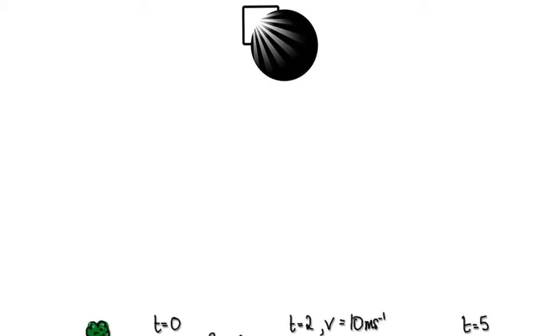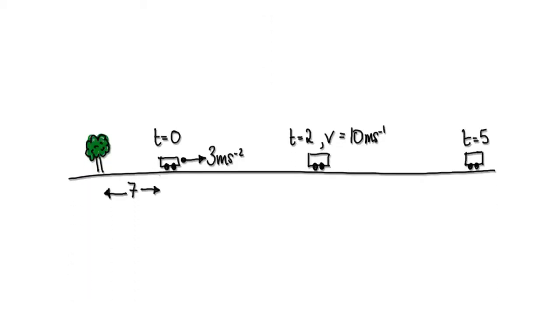Okay, let's give you guys some practice. So let's say here you've got a car. When time equals 0, the car is 7 meters away from the tree. So let's say the tree is at the origin. It's 7 meters away from the tree at time equals 0, and the acceleration is always 3 meters per second squared. And precisely when time equals 2, the velocity will be 10 meters per second.